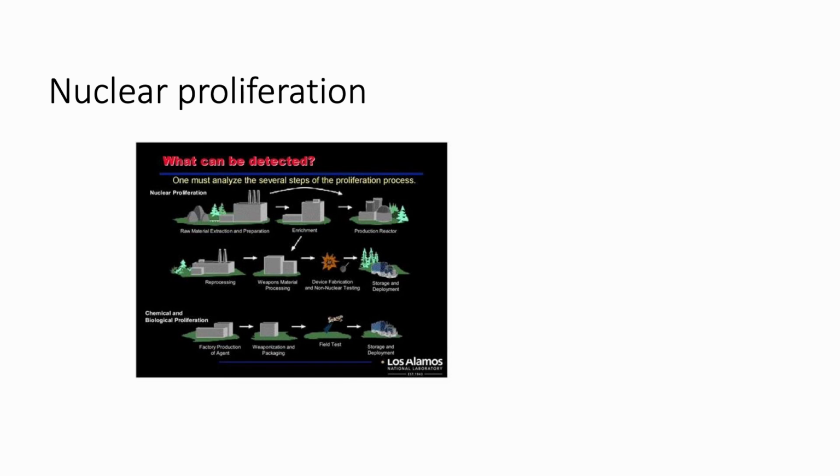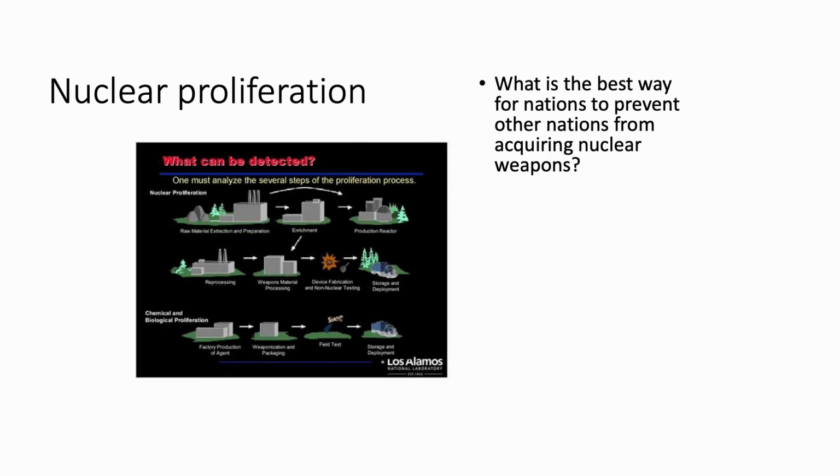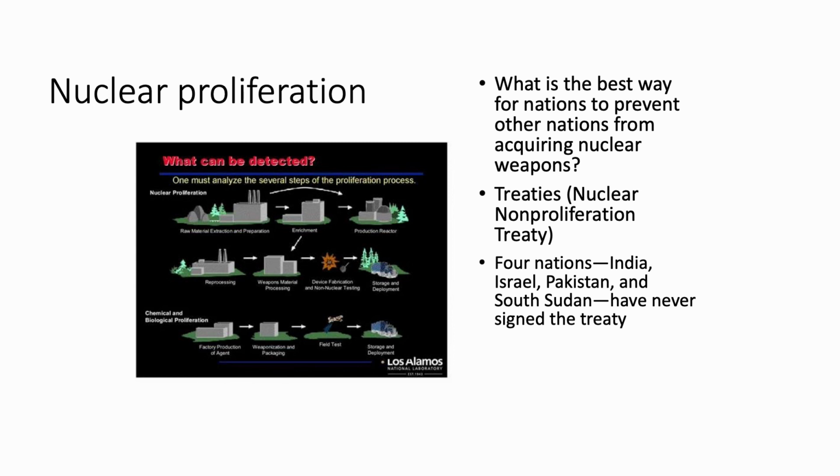Then we have the question, another policy area. I'm not going to try to go through all of them, but just as the last policy area to talk about as an example of what we do with international cooperation is what we call nuclear proliferation. And so that is the spread of nuclear weapons from one nation to another. So what is the best way for nations to prevent other nations from acquiring nuclear weapons? The general, I think, agreement is that the best way is through treaties. Something called the Nuclear Non-Proliferation Treaty. Most nations have signed it.